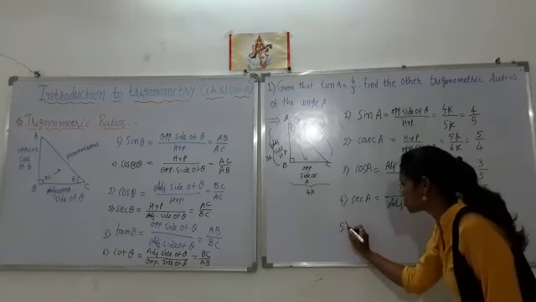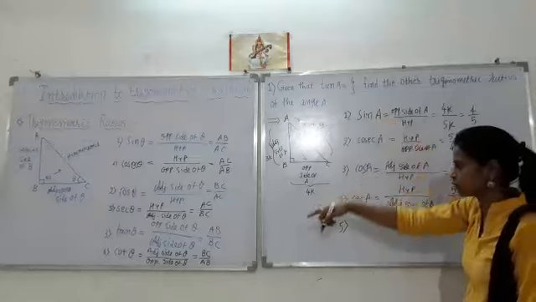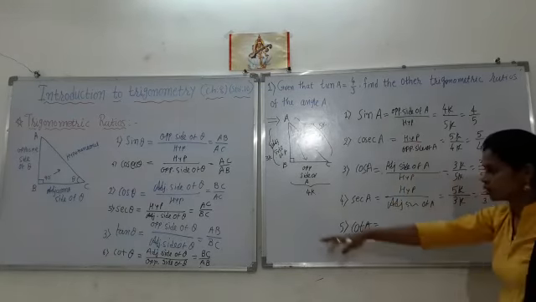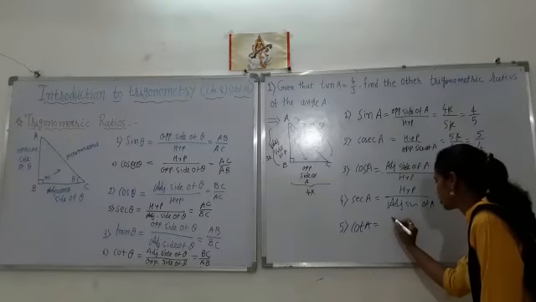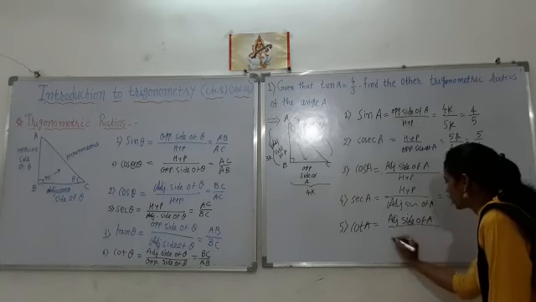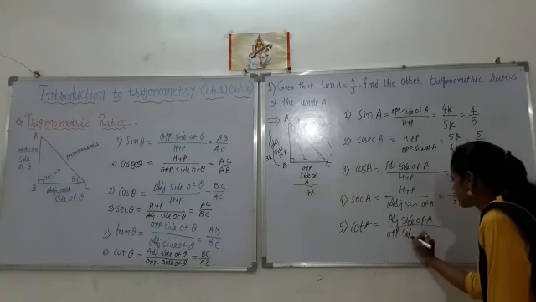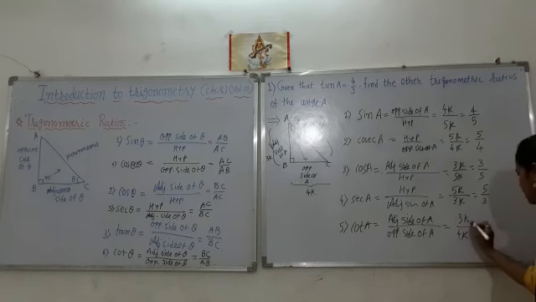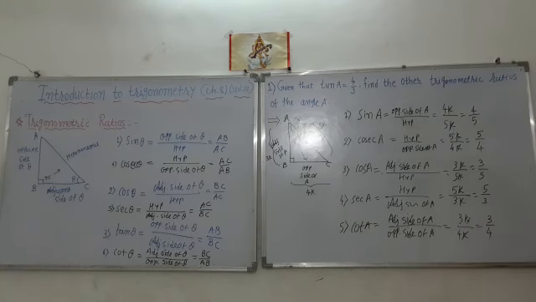The fifth trigonometric ratio, tan A, is already given here. So you want to find cot A. Cot A is the inverse of tan. So you can write adjacent side of A upon opposite side of A. What is the adjacent side? This is 3K. What is the opposite side? It is 4K. K cancels, so you can write 3 by 4. Similarly, you can find any other trigonometric ratios from a given trigonometric ratio.